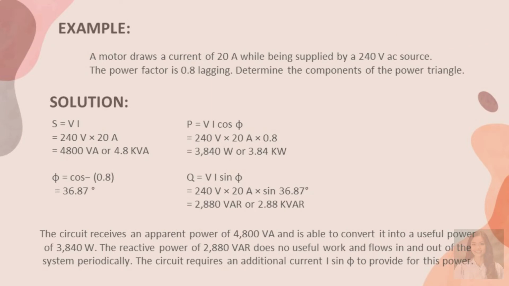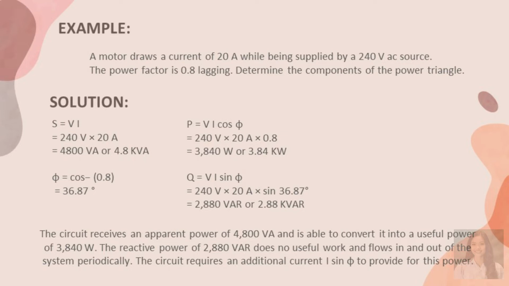Now let's have an example. A motor draws a current of 20 amperes while being supplied by a 240 volt AC source. The power factor is 0.8 lagging. Determine the components of the power triangle.